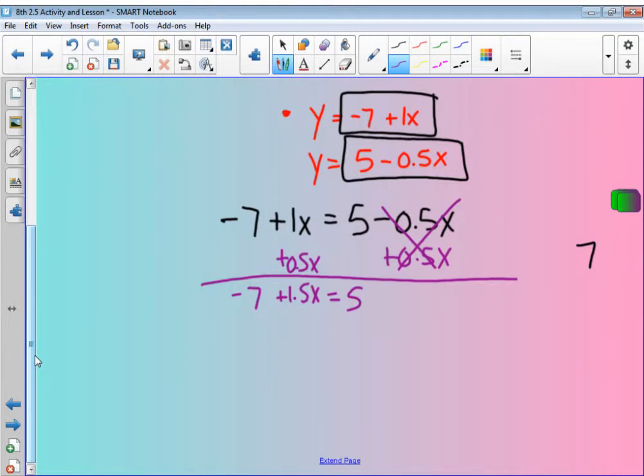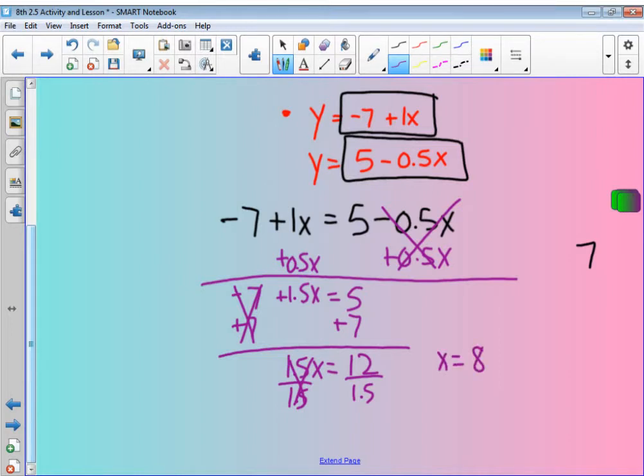Okay, so now I want to get my non-x's to the other side, so I have to move this 7: plus 7, plus 7. I get 1.5x equals 12. Okay, so now I need to get that x by itself. And this is where I'm saying I'm not checking your longhand division of 12 divided by 1.5. You can go ahead and use a calculator. So divide by 1.5. And when I take 12 divided by 1.5, that's going to give me 8. So I just found out that x equals 8. So it's going to be 8 comma something.